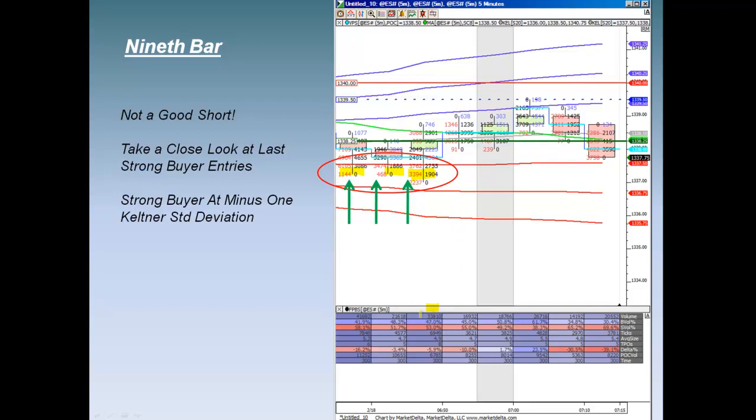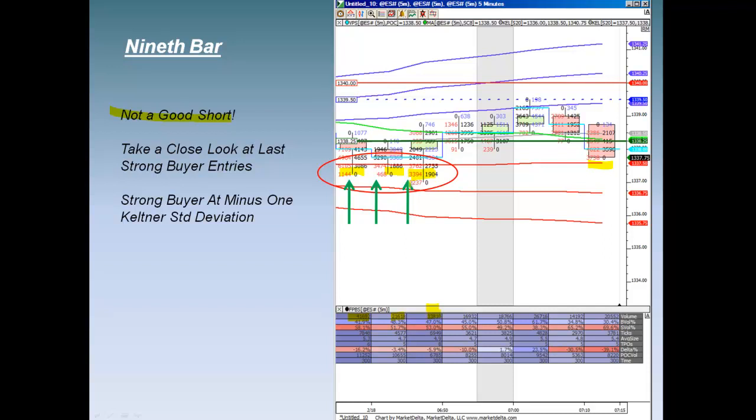So 33,810 here, 41,000 here, 21,000 here. That's quite a bit of volume in terms of buyer support, and I'm coming right to this level. I would be crazy to short. Not a good short. My LL rule saved me.